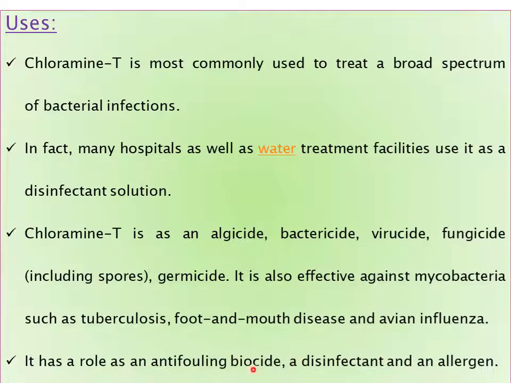Anti-fouling biocide is nothing but an agent able to inhibit the growth of various microorganisms which are on boards. We use chloramine T along with the paint to inhibit the growth of microorganisms. These are some of the uses of chloramine T, and a very important use among all these is that chloramine T is used as a water disinfectant because of the presence of chlorine.